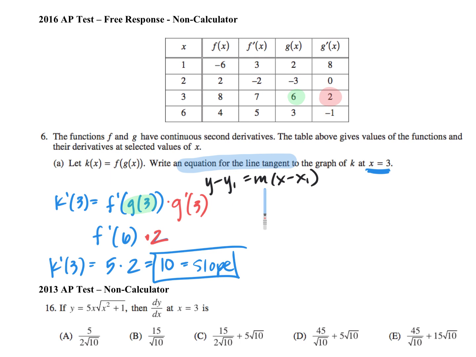We still need to go get my point. You guys, my point for k when x is 3, correct me if I'm wrong, I just have to plug a 3 in for x right there. So to get my point, I need k of 3, not k prime. A point is just plugging x into my function. If x is 3, this would be f of g of 3.